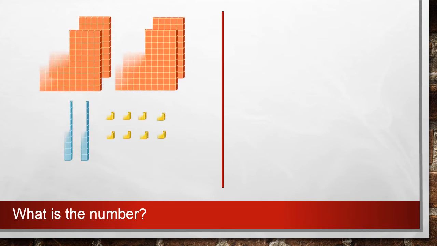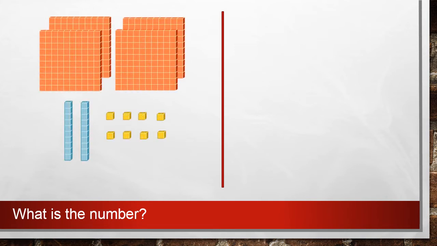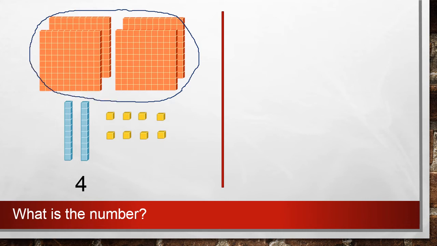Now let's do some practice. What is the number? Alright, let's look at the answer, whether you get correct or not. We start with the hundreds block. How many hundreds block are there? 4. Very good. There are 4 hundreds block. So the first digit is 4. What is the next digit?